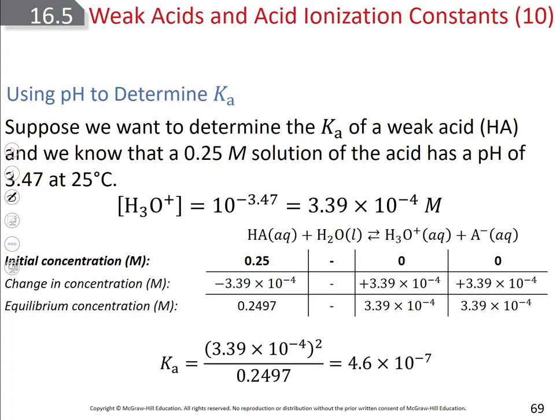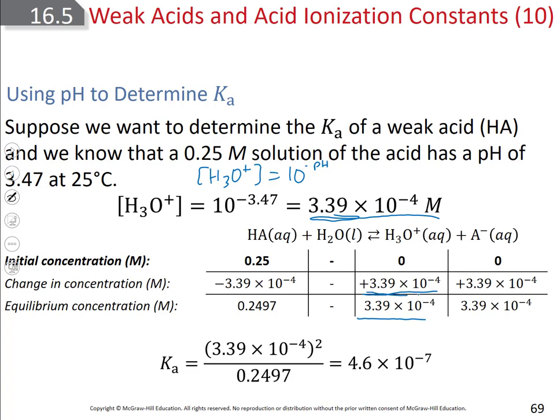So now, when we do our ice table here, we know the pH, which if we take the concentration of hydronium ion is equal to 10 to the negative pH, so that's the inverse of our pH equation, we can find out what the concentration of hydronium ion is. So we found the concentration of hydronium ion in this case is 3.39 times 10 to the negative fourth molar. If that's our concentration of hydronium ion that goes in our table, then that must be our X. So we can fill out the rest of the table.